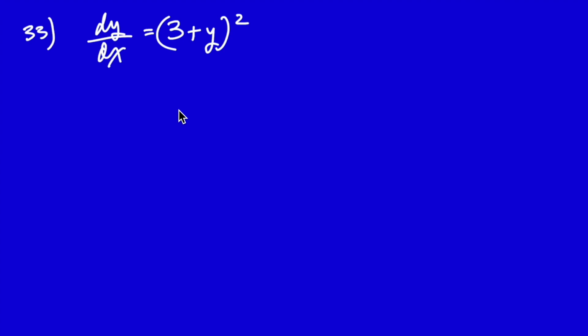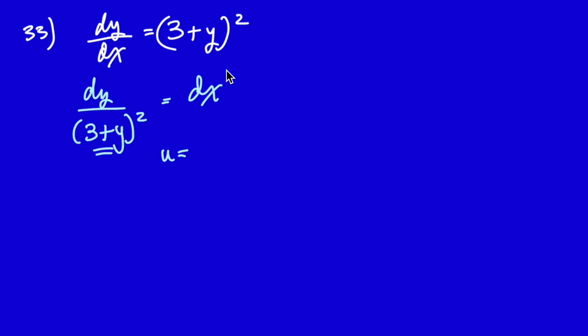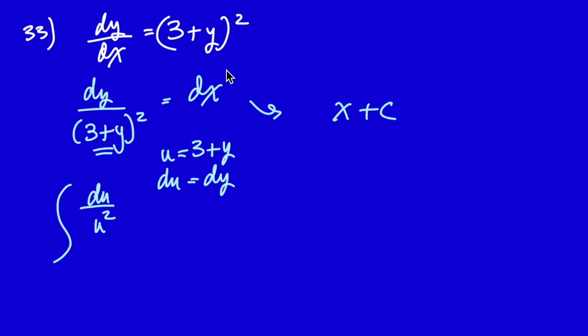Next, we have dy dx equals 3 plus y to the second power, which means we're going to be solving for y. We're going to multiply both sides by dx and divide by 3 plus y squared. So we're going to have dy over 3 plus y to the second power equals dx. We're going to go ahead and integrate both sides, letting u equal 3 plus y. All right, so that's going to give us du equals dy. So we're going to have the integral of du over u to the second power, and on the other side we're going to have x plus c.